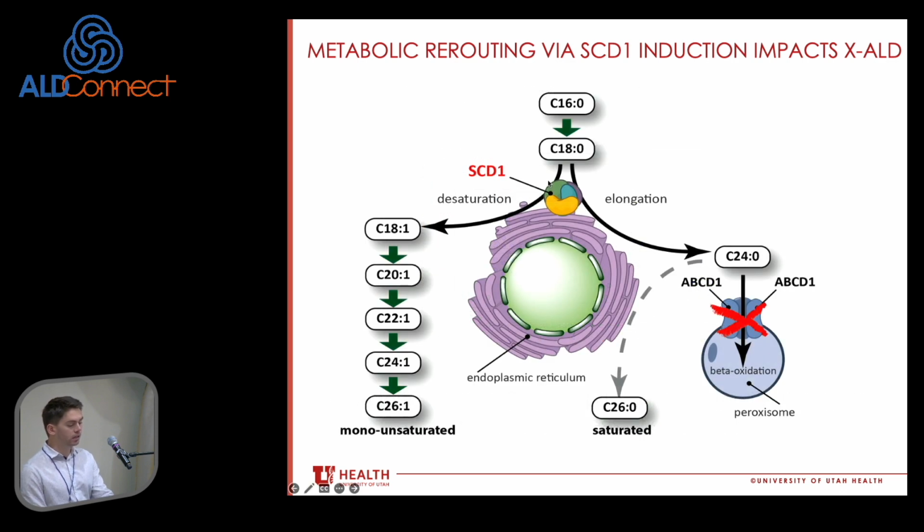And so what the enzyme is actually doing is catalyzing the desaturation of long-chain fatty acids to monounsaturated long-chain fatty acids. And these are basically what are fueling the elongation and generating those very long-chain fatty acids. And so in ABCD1 deficient cells, instead of accumulating saturated very long chain fatty acids, the cells start accumulating monounsaturated ones.